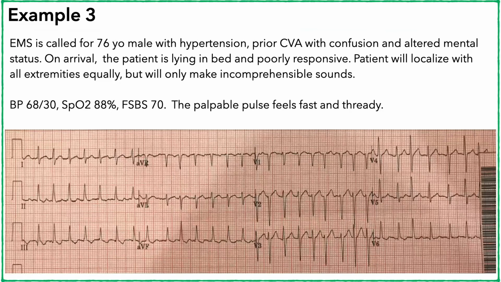So here's another case. And this is the last example I have, but essentially each session is usually 4 to 5 individual modules, which usually takes up all the time. So in this case, EMS is called for a 76-year-old male with hypertension, prior CVA with confusion and altered mental status. I imagine this is probably a nursing home. On arrival, the patient is lying in bed, poorly responsive. He'll localize all extremities equally, but will only make incomprehensible sounds. The blood pressure is 68/30. The SAT is 88%. Finger stick blood sugar is 70, and the palpable pulse feels fast and thready.